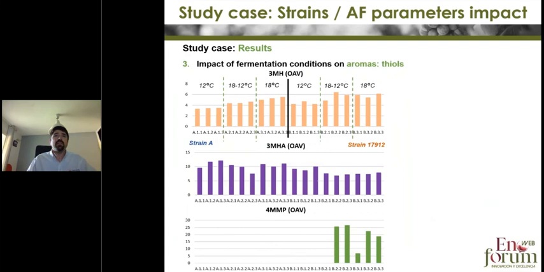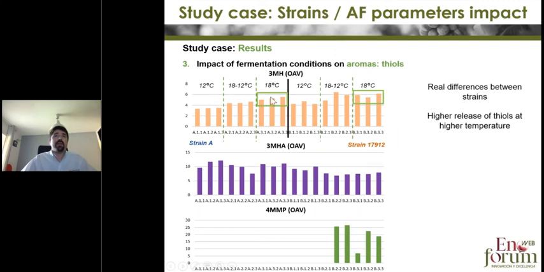But then even more interesting is the impact on the thiols. Here you have the three thiols, 3MH, 3MH acetate, and 4-MMP. So you see very different strains. 4-MMP is not released at all by strain A, but is released by strain 17912. You have a higher release of thiols at higher temperature. We see that very well with 3MH and also 4-MMP.